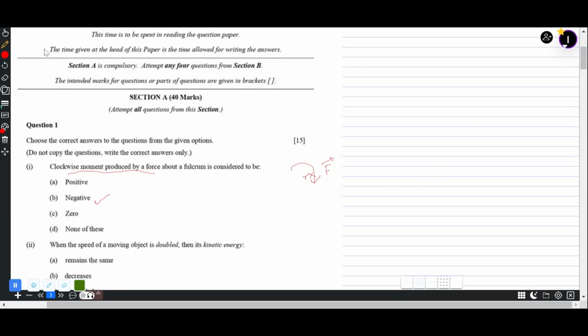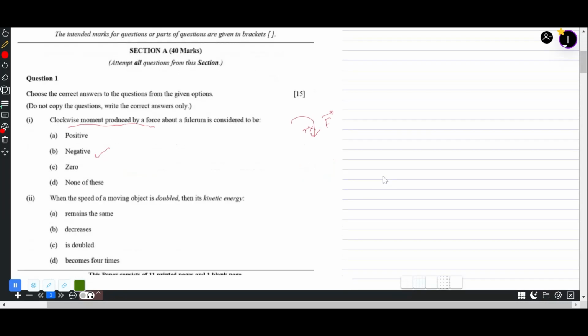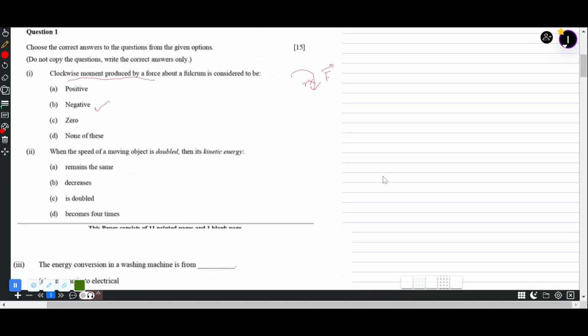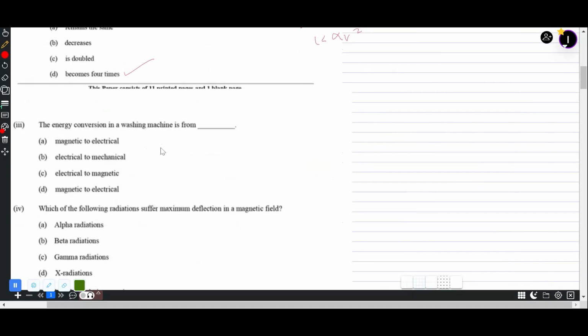Next, when the speed of a moving object is doubled, then its kinetic energy. What is the formula for kinetic energy? Kinetic energy is half mv square. So when velocity is doubled, kinetic energy becomes 4 times, because kinetic energy is directly proportional to v square. So this is the right answer.